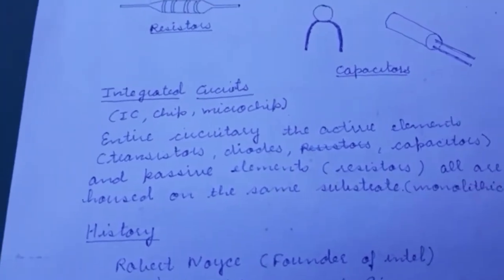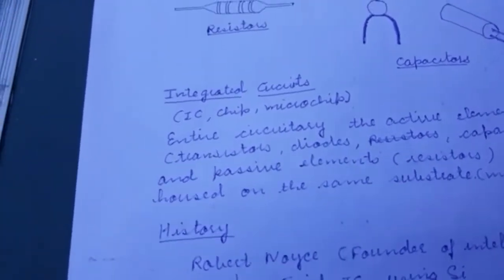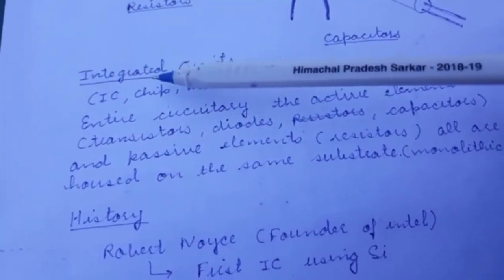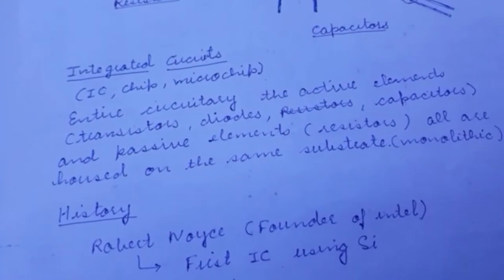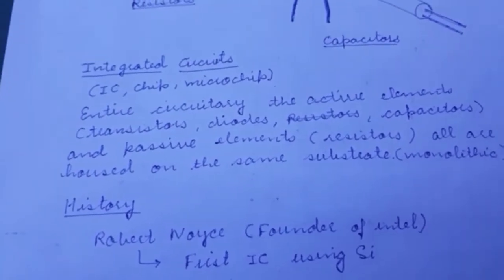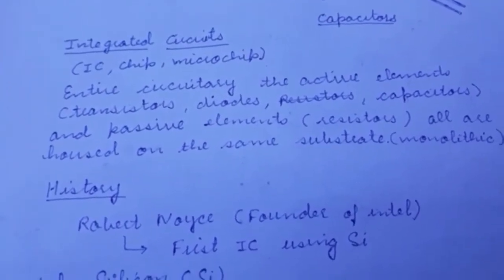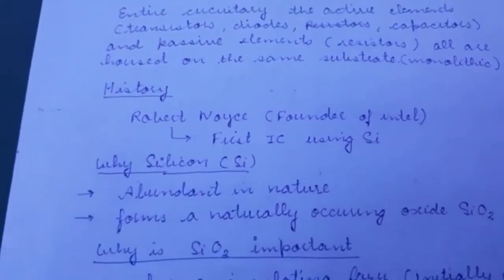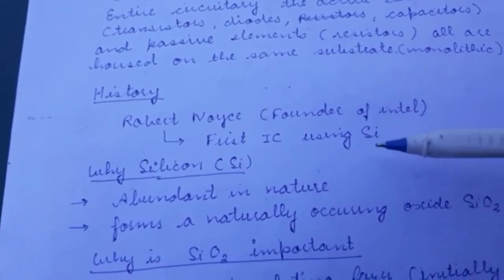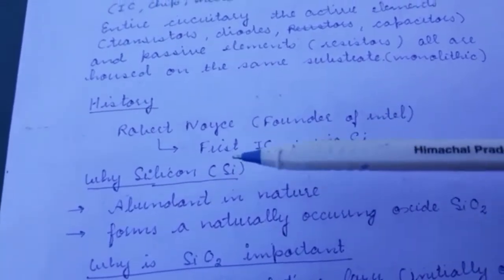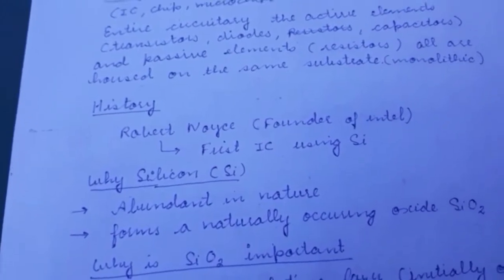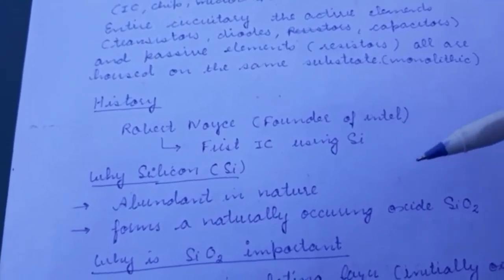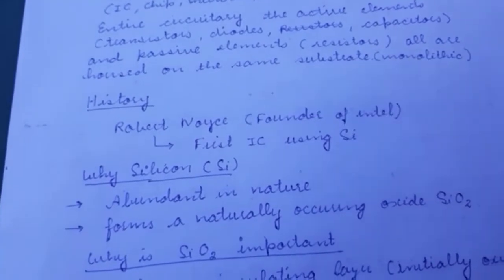So they are all on one plane. So it is called integrated circuit because it is integration of many components onto one silicon wafer. That is why it is called integrated circuit, and it is also referred to as ICs or chips or microchips. The first IC using silicon was made by Robert Noyce, founder of Intel. Before this also it was made on germanium, but with silicon it was made by Robert Noyce.